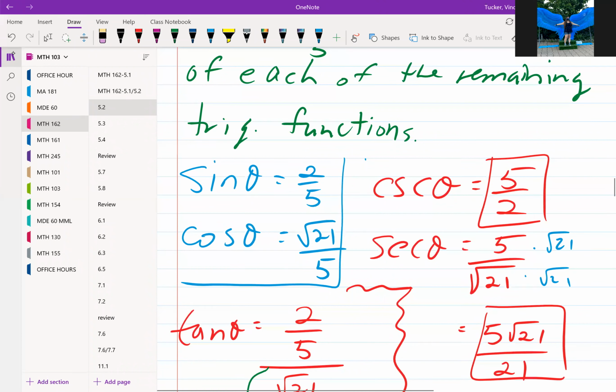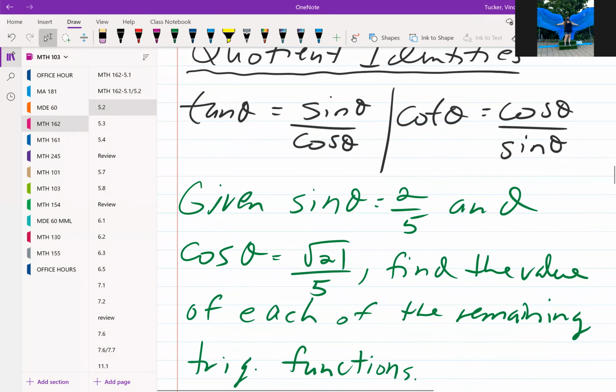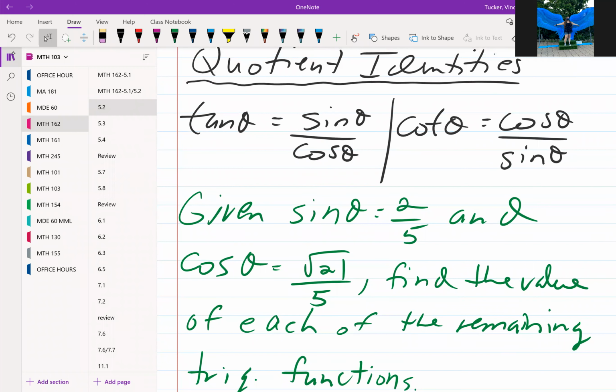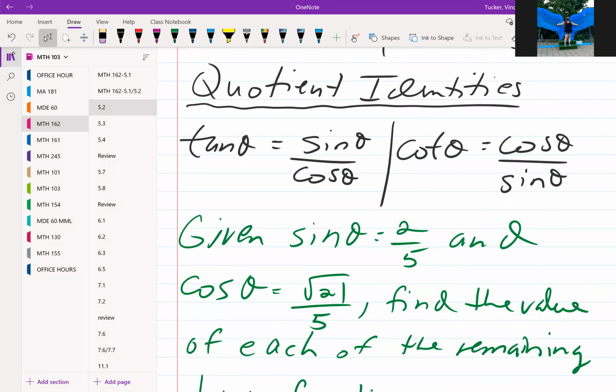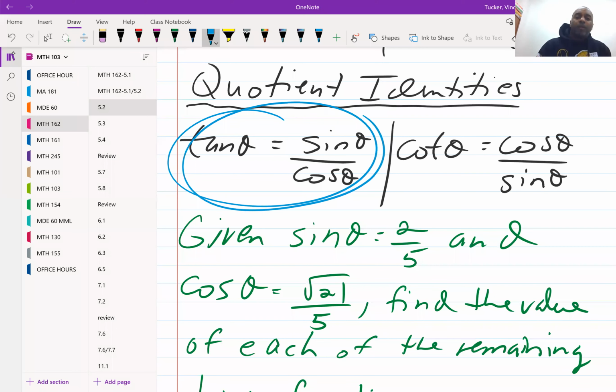But then I got a quick question. When you're talking about quotient identities, why is cot going to be cos over sin, versus CSC and sec? Okay. Well, if we're just talking about looking at tangent and how tangent is set up.